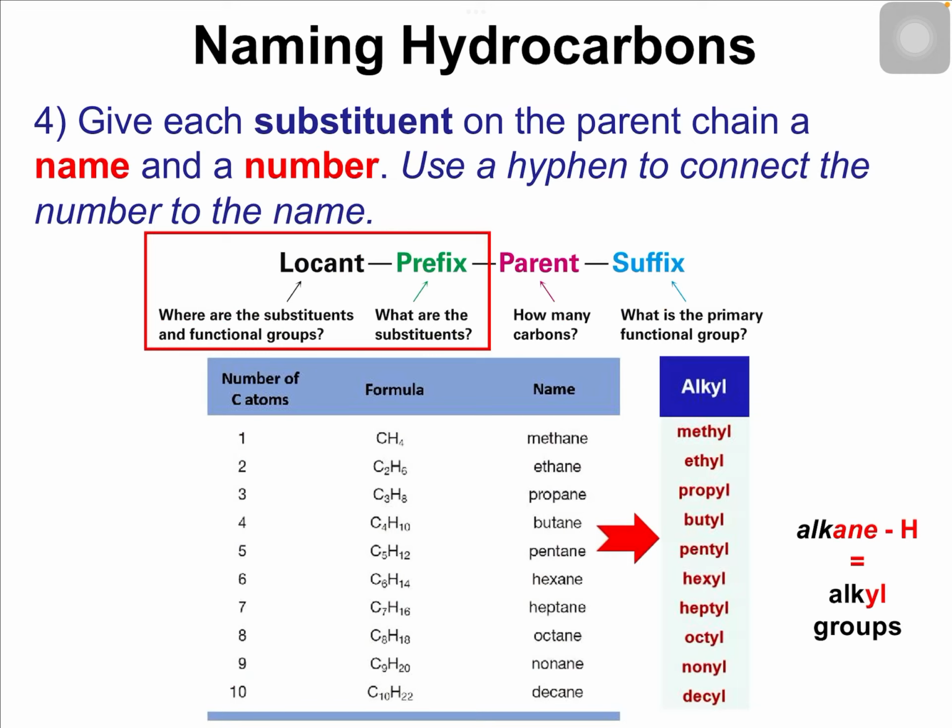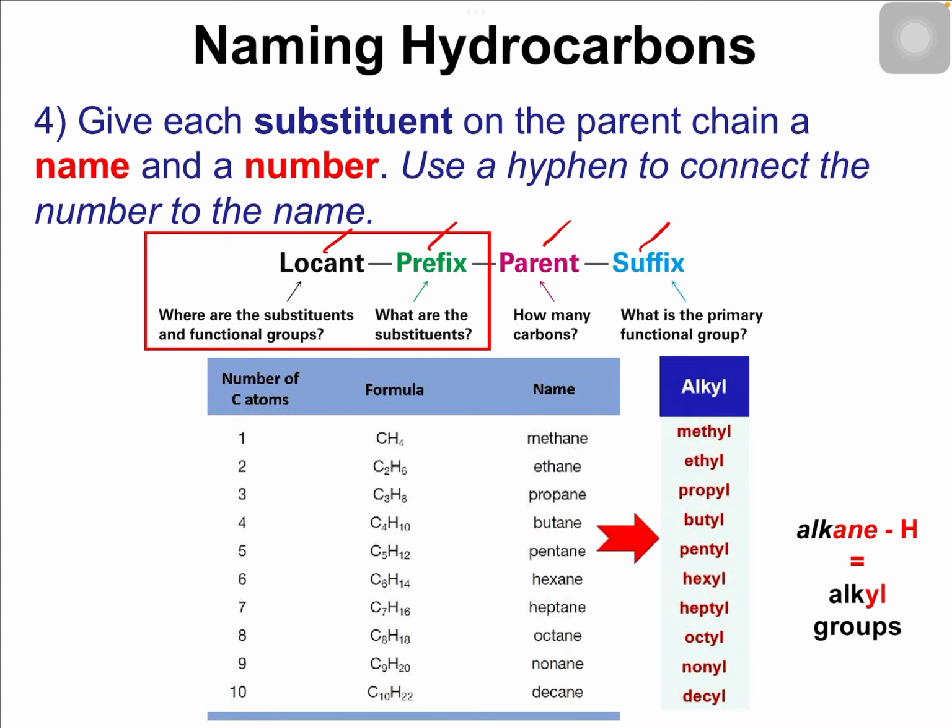Now, for the substituent, di ba ang ating convention, meron tayong suffix, parent, prefix, locant. Ngayon, dun sa substituent, kailangan din nating ma-identify, ma-determine kung anong klaseng substituent ang nakakabit dun sa parent chain at kailangan natin bigyan ng pangalan at number yon. And there's a rule here that says use a hyphen to connect the number to the name. So, for example, paano natin bibigyan ng pangalan yung mga prefixes?